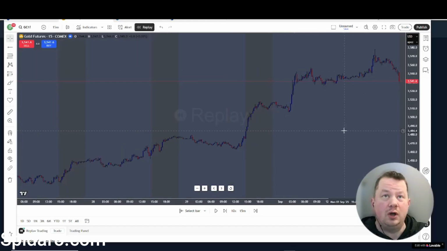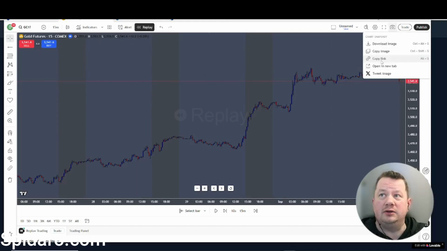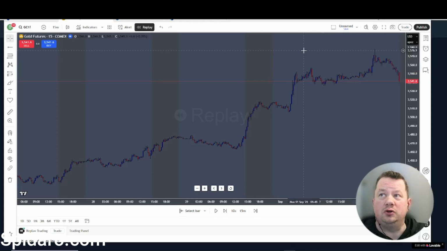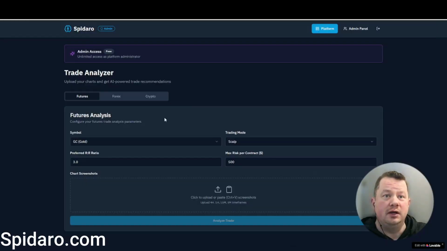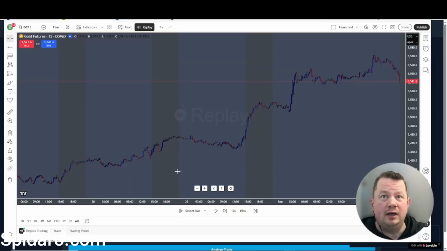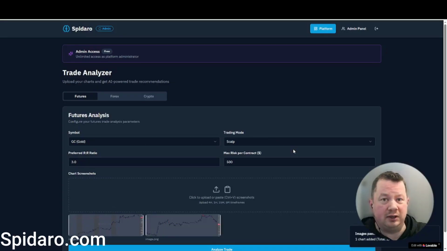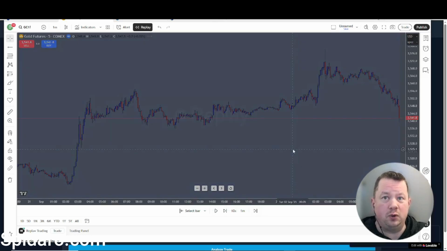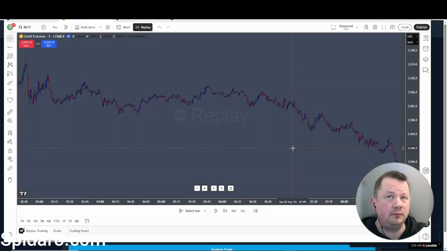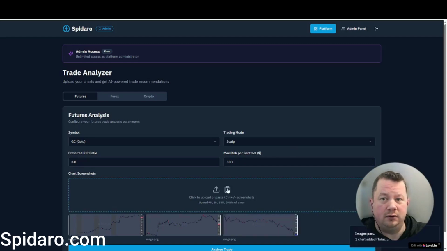So as before, you can come up here and copy image, or you can press Control-Shift-S, which is what I like to do. We have all our settings already put in here, so we're just going to paste it. And we're going to come down to the 5-minute. It's automatically resized anyway, so we do the same thing again. And then we come down to the 1-minute, press Control-S and paste it.